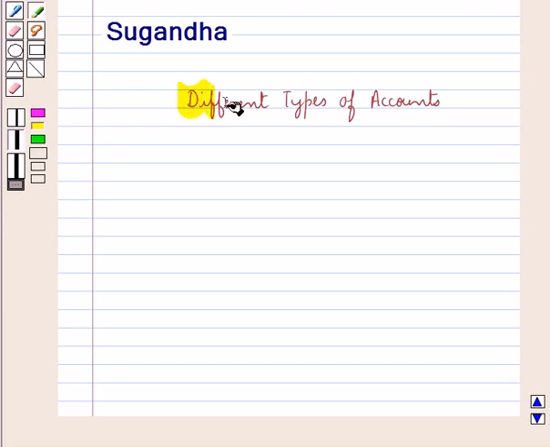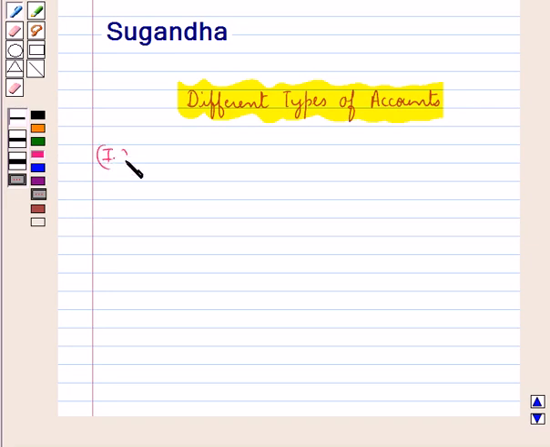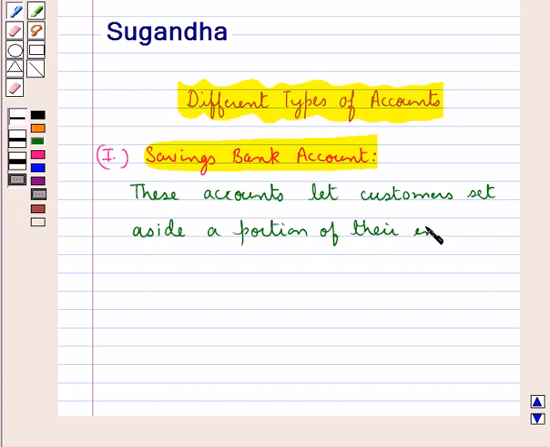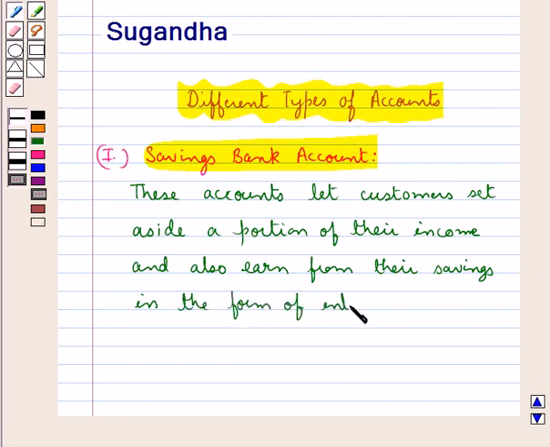In this session we will discuss different types of accounts. First we have the savings bank account. These accounts let customers set aside a portion of their income and also earn from their savings in the form of interest.